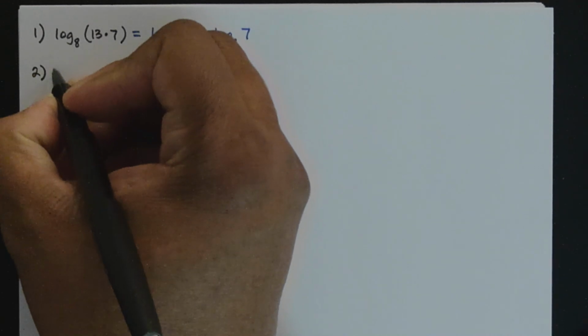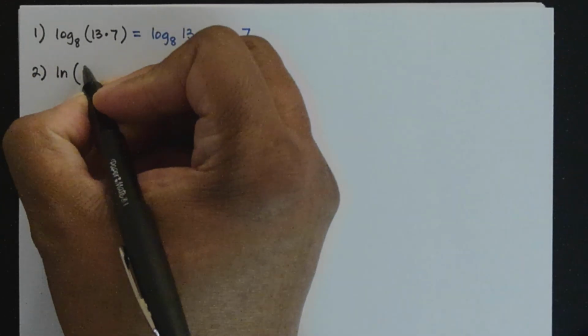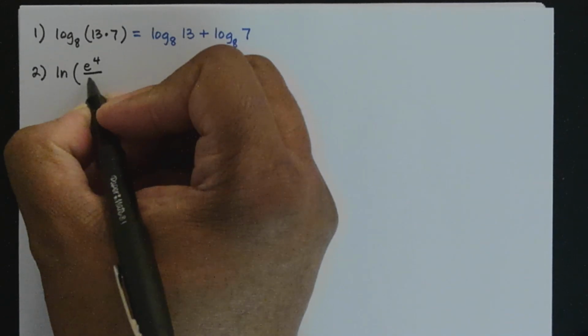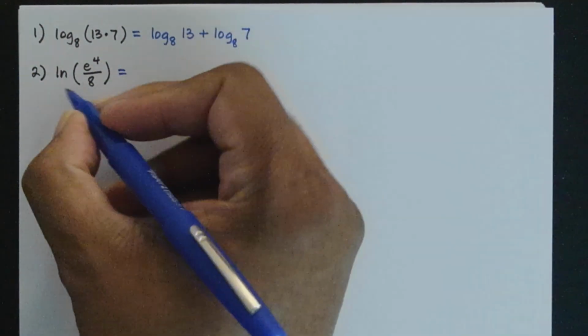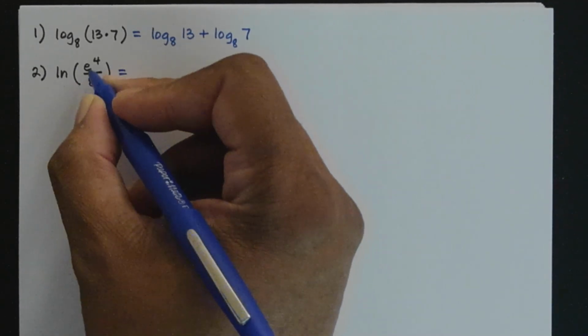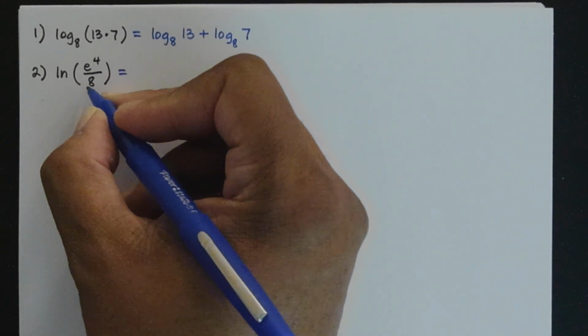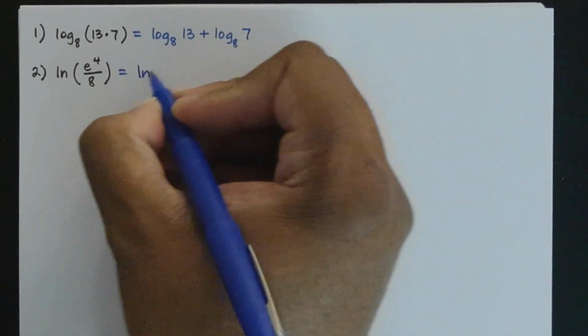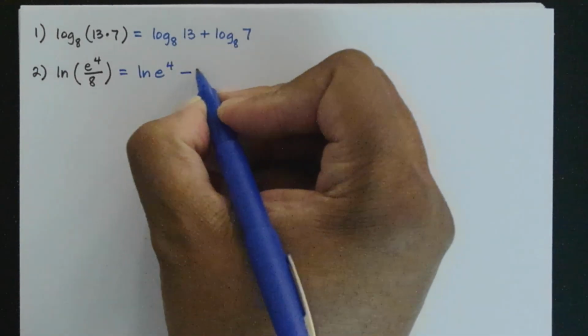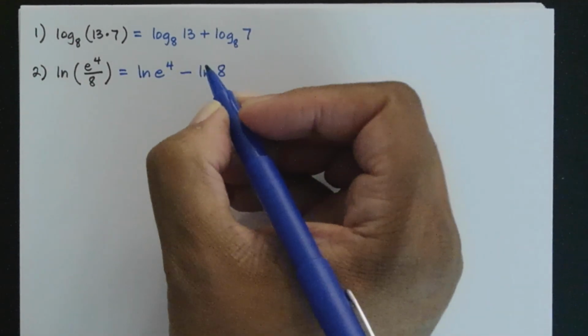Okay, problem number 2. You've got the natural logarithm of e to the 4th divided by 8. In this case, what rule do I need to use here? Quotient rule. Because notice I have the log of the quotient, or the natural logarithm of the quotient. I can write that as a difference of the individual natural logarithms. So ln of e to the 4th divided by 8 will be expanded as ln of the numerator, e to the 4th, minus ln of the denominator, which is 8.